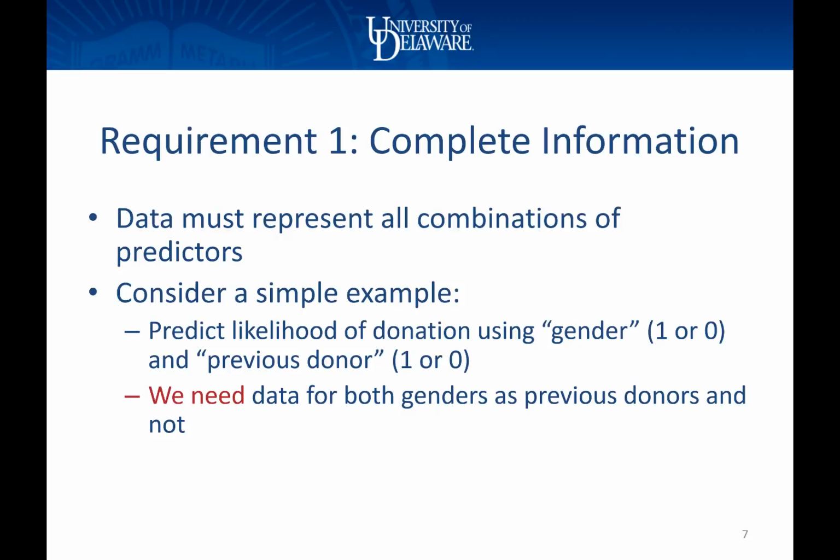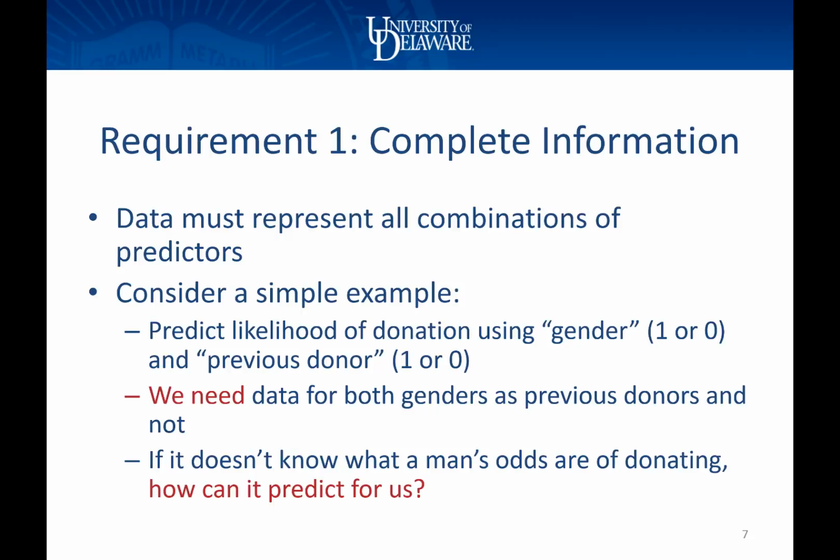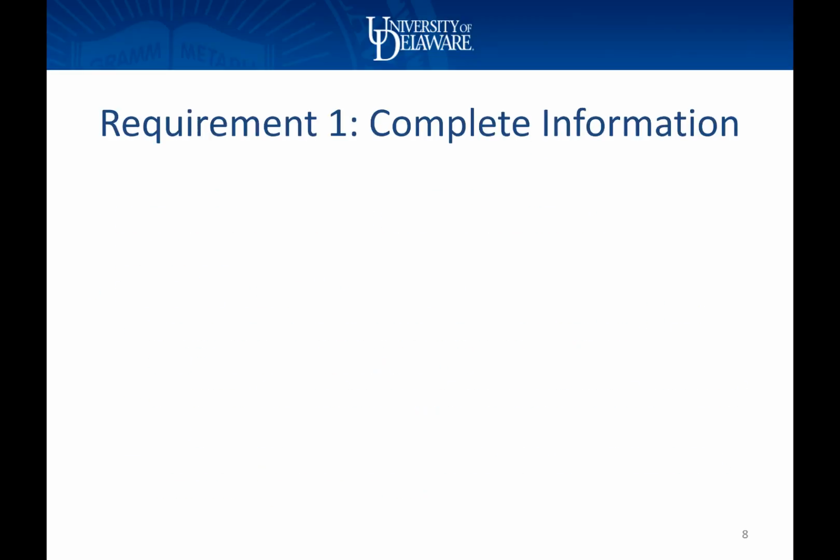Otherwise, if I don't have men who have donated before, how will I know what to predict if I haven't ever seen that situation? So if I don't know what a man's odds are of donating, how can I expect the model to know this? So I need to have collected data representing the entire possibility space. So all genders, all previous donors, and all combinations so that I can expect the model to do a good job when it sees new cases pop up. But that's the simplest example.